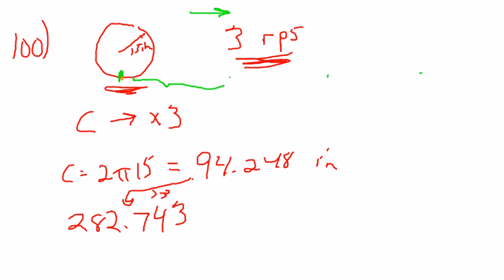And that is the number of inches it does in 3 revolutions. Since it's 3 revolutions per second, that's inches per second. The inches kind of replaces the R in RPS. So inches per second.